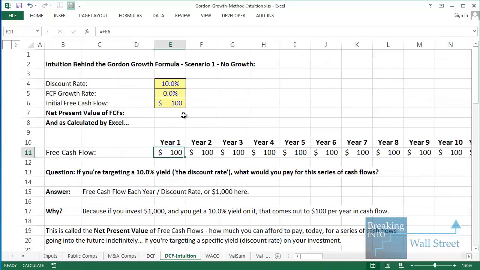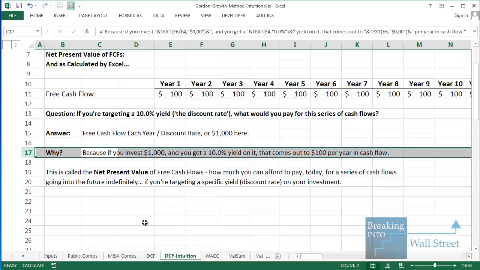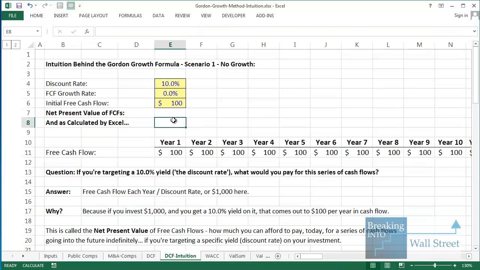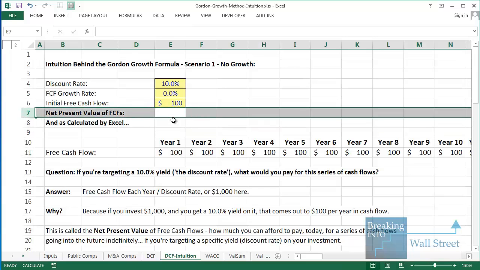So now the question is, how much would you pay for this? And you can see the answer down here, the free cash flow each year divided by the discount rate. And why is that? Well, very simply, because if you invest 1,000, you get a 10% yield on it. That gives you $100 per year in cash flow. And if you don't believe me, I'm going to show you how Excel calculates it, and then I'll show you our numbers up here and show you how very close, if not the same, they are.